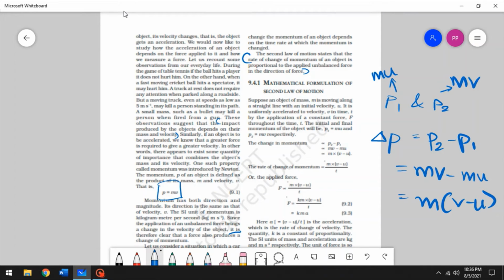Alright, so whenever you say rate, there is the influence of time. So per unit time, this will be the rate of change of momentum. And what did we talk about, v minus u by t? That it is acceleration. So mass times acceleration is the rate of change of momentum. And when does momentum change? When there is a force that is being applied. So the rate of change in momentum is directly proportional to the force applied.